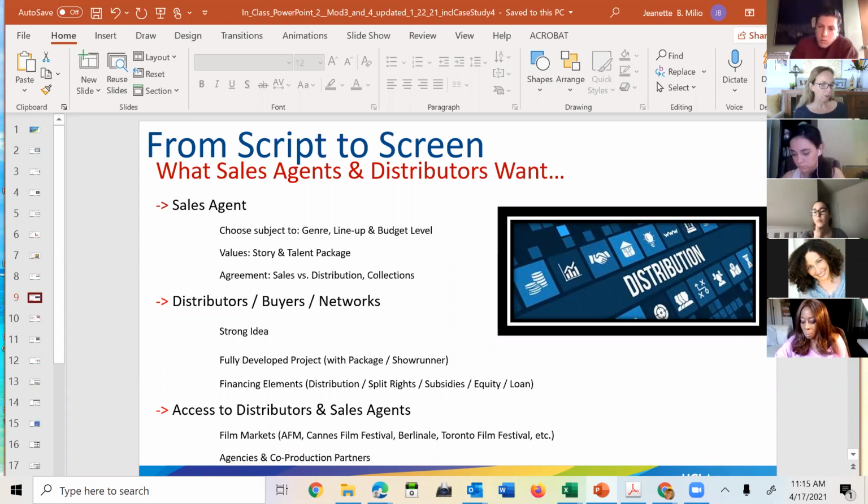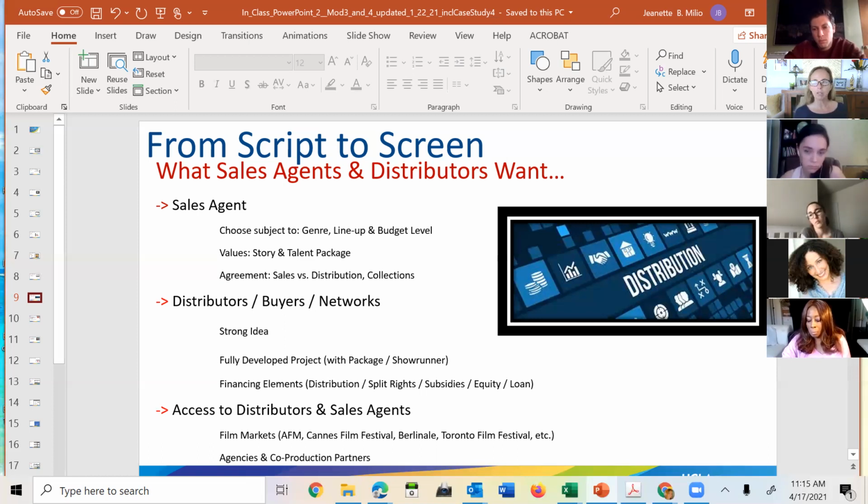Now, how do you find these people? I really like the fact, honestly, that a lot of these markets are right now online, because you have access to these people. You have access to the sales agents. You look at who's the sales agent that would be right for me? What are they selling right now? What is similar to what I have? And are they dealing with the budget range I'm dealing in? That's how you look at the right sales agents for you that you would then contact.